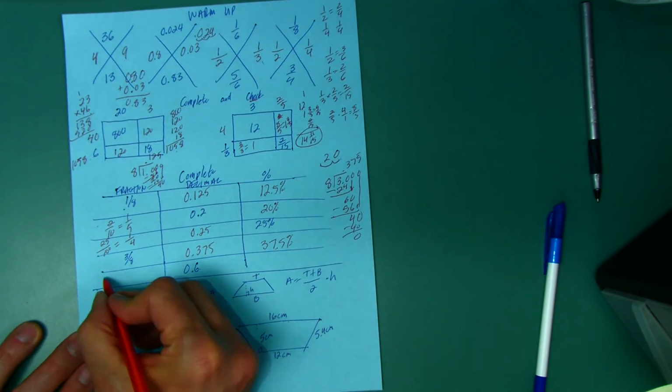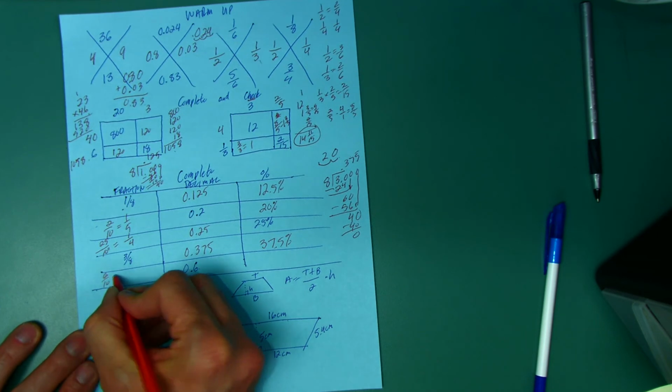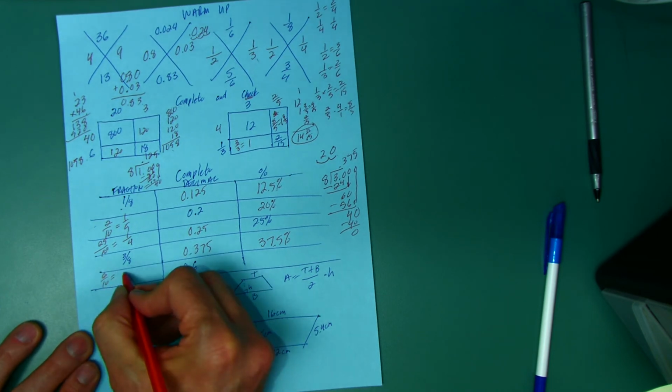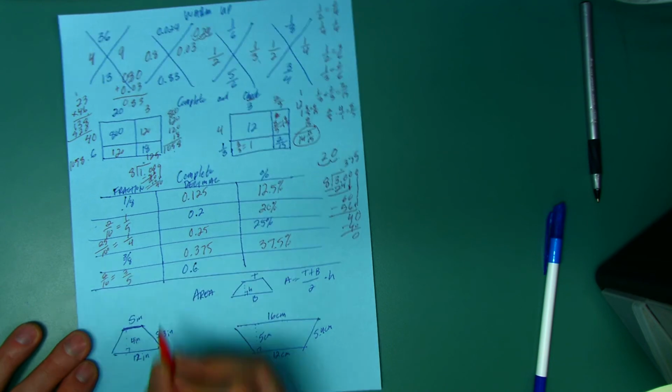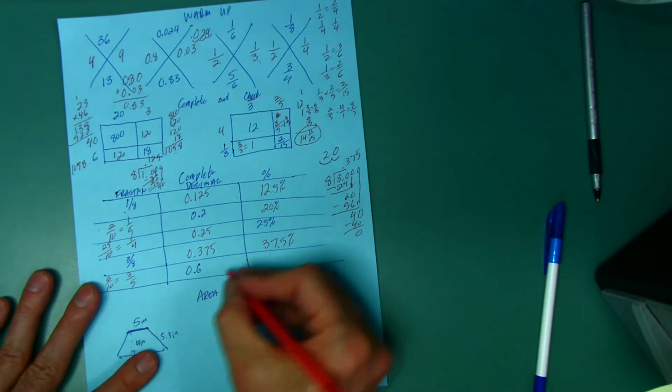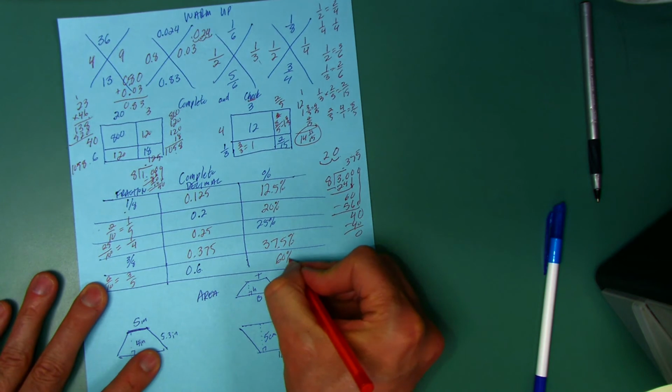Okay, 6/10 is 6/10, but those are both even. Let's simplify. 2 goes into 6 3 times, goes into 10 5 times. That's 3/5. And move it 2 spots, 60%.